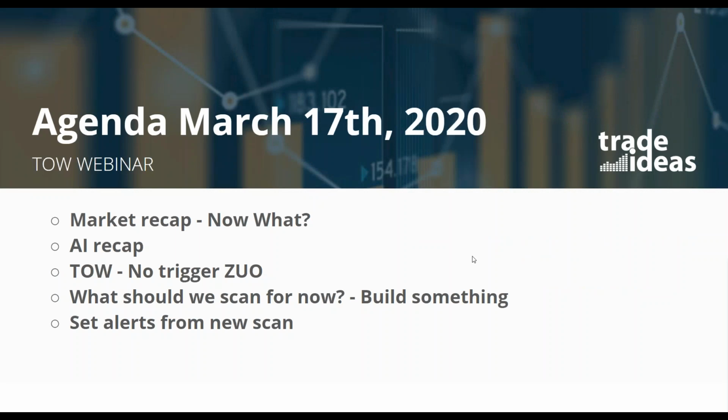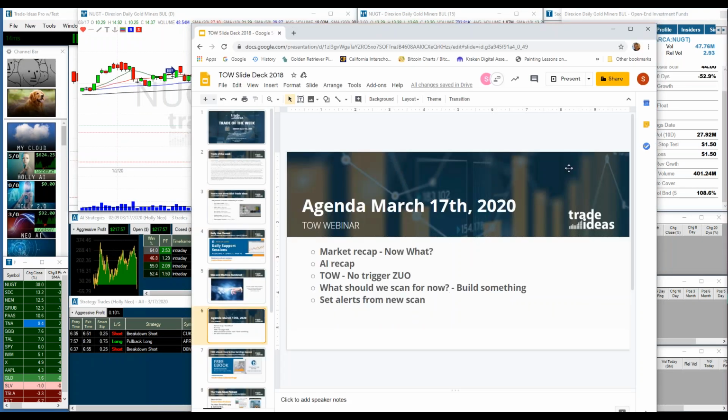So again, today I'm flying solo, but this is some ideas I would like to talk about. We'll start with the actual typical market recap, a few things in the AI to just kind of go back over. There was no trigger in the Trade of the Week this week, but I'll talk about the idea behind it and the genesis behind it. And the one that I didn't pick, and I'll tell you why I didn't pick it, but nonetheless, hindsight is genius.